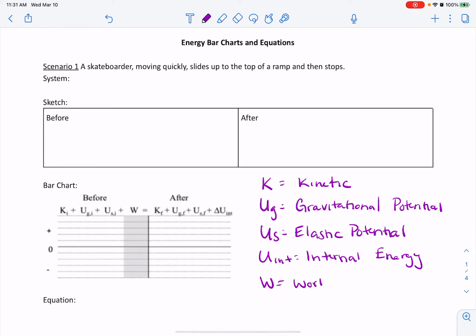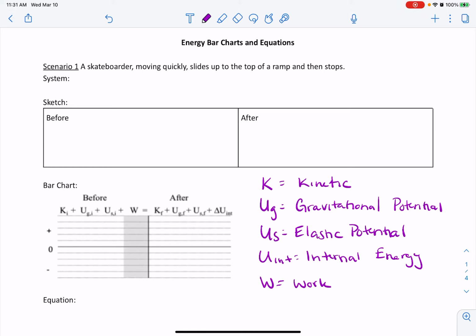And work is a change in energy, and it's caused by a force that is external to your system. So if you have something outside of your system that exerts a force on it, there's going to be work done on your system. And now that work can be positive and increase the energy of your system, or it could be negative and decrease it. Now that we know our types of energy, let's look at this first situation.